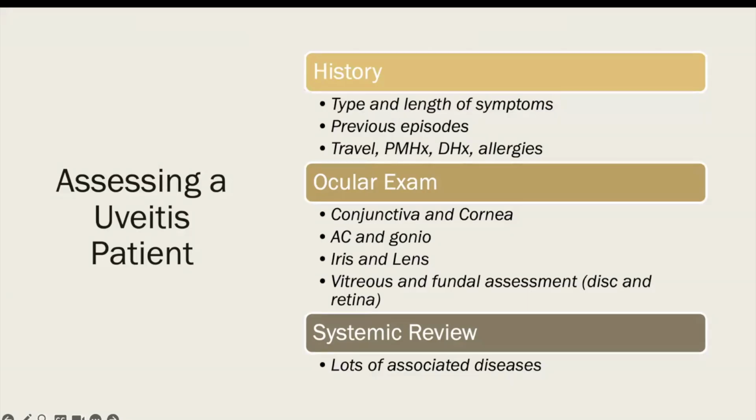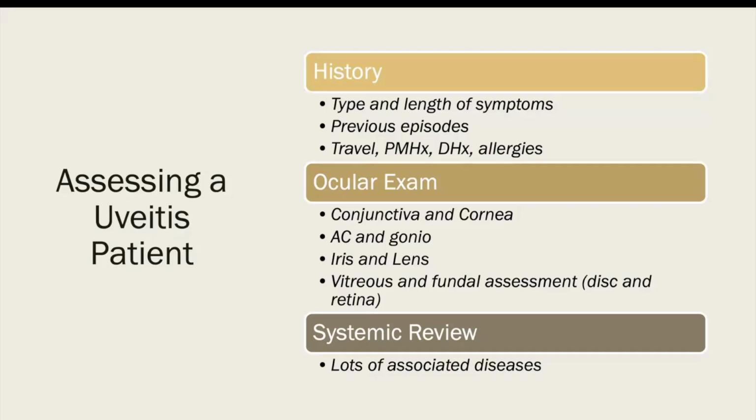And then with the ocular exam, you're looking at both the conjunctiva and the cornea. You're wanting to do a good anterior segment examination, looking at your angle as well for any evidence of the consequences of uveitis with PAS, for example. Look at the iris, any transillumination defects, look at the lens, do they have a concurrent cataract? And then obviously try and get a vitreous and a fundal assessment as well, taking particular look at the disc and the retina. Is your disc swollen? Do you have any sort of retinal vasculitis associated with it as well?